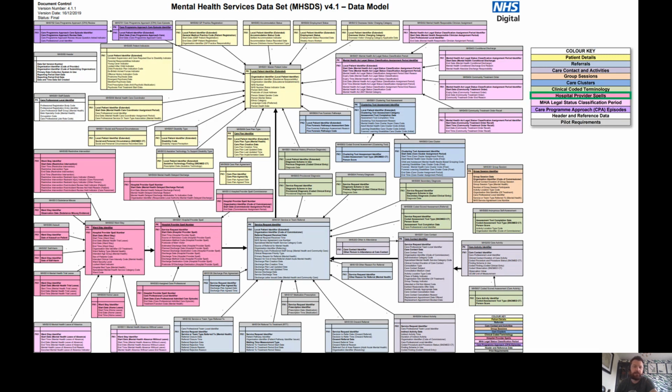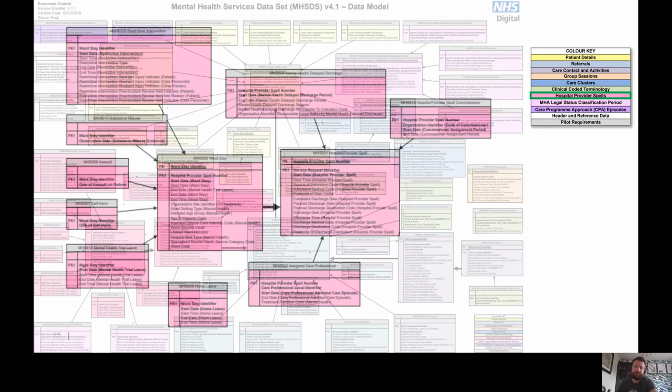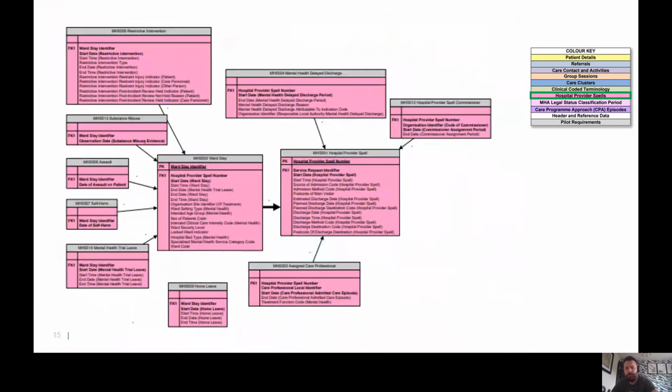Next is the inpatient section. So that's the pink section on the bottom left-hand side of the screen. And how this section, or this module if you like, of the dataset works is that there is a hospital provider spell. So that's the overarching stay within hospital for that person in that provider. Within that, there can be multiple ward stays, so they could move wards frequently, and then bits of activity hang off that as well.